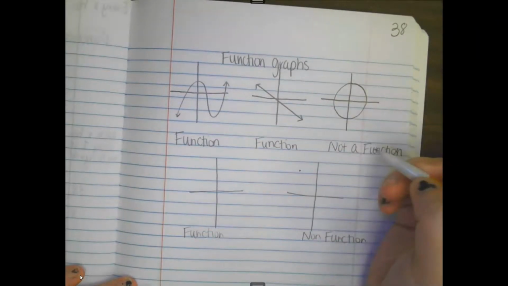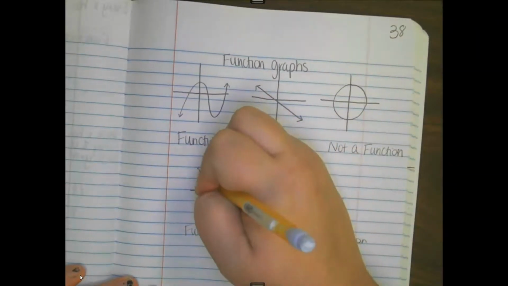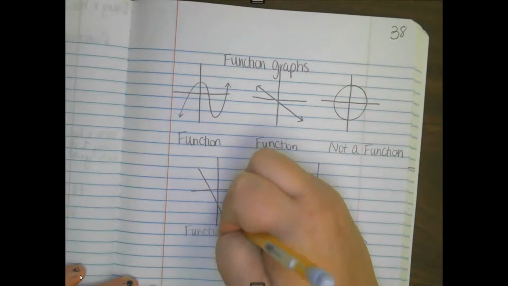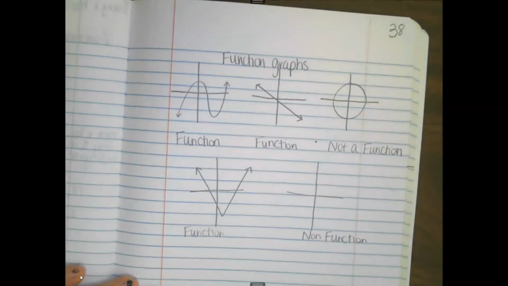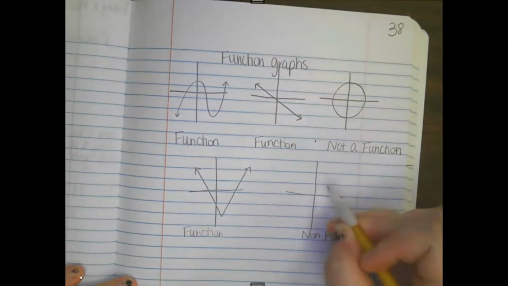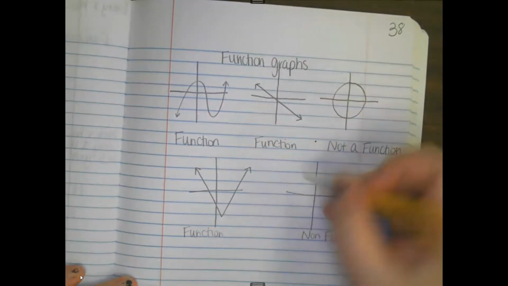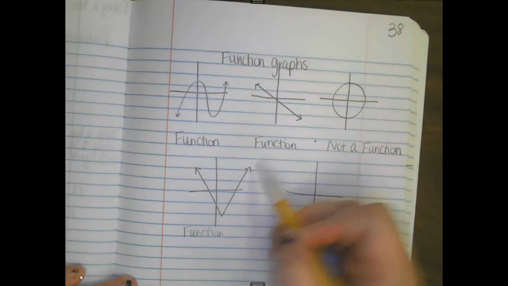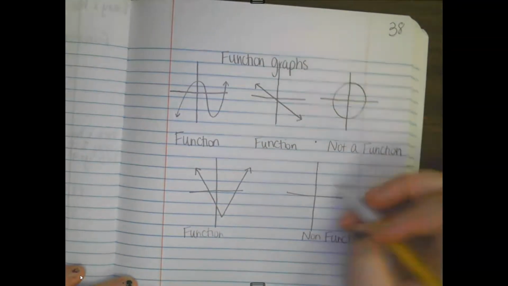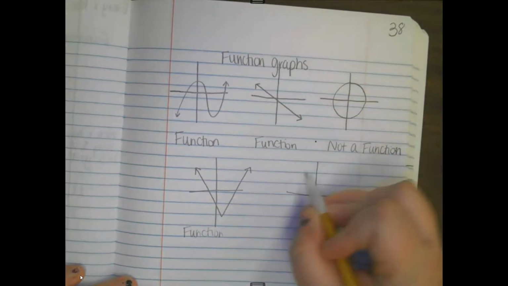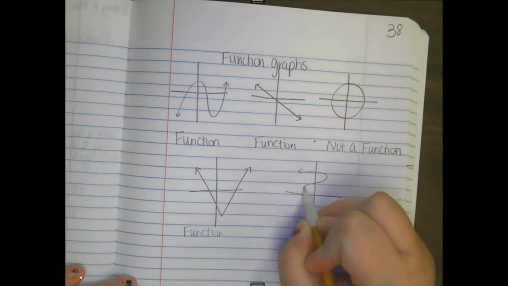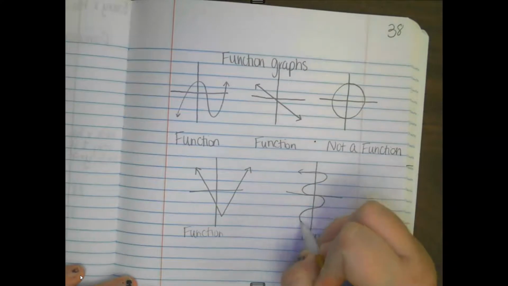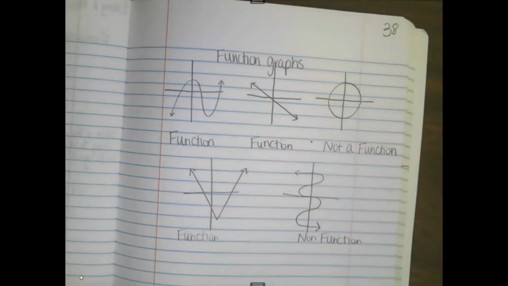So a function 1 may be a V-graph. A non-function 1, we don't want to just do scribbles. We want to have end points, unless it's a circle. Circle's one of those weird examples. But a good example of a non-function would be, kind of like that first one up there at the top left, except it's going the other direction.